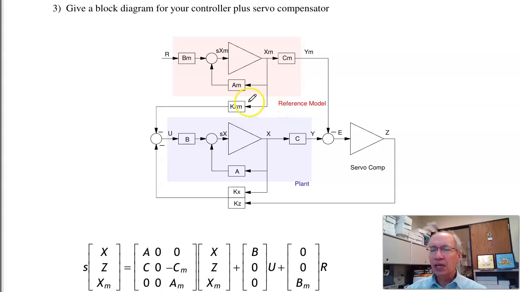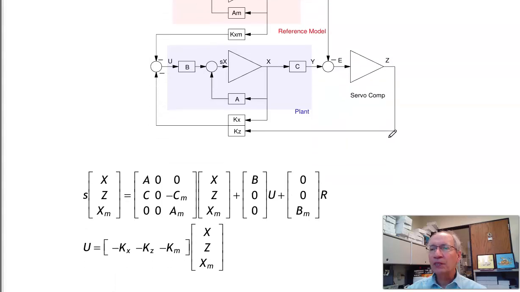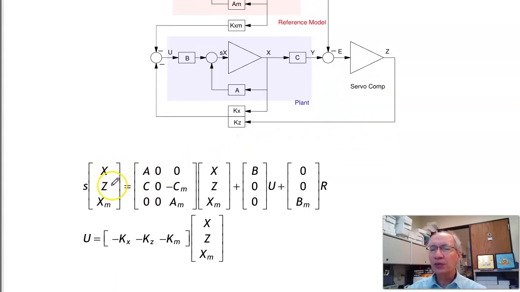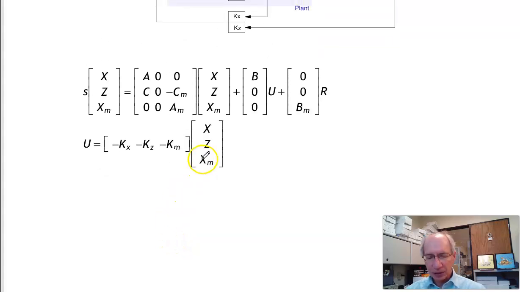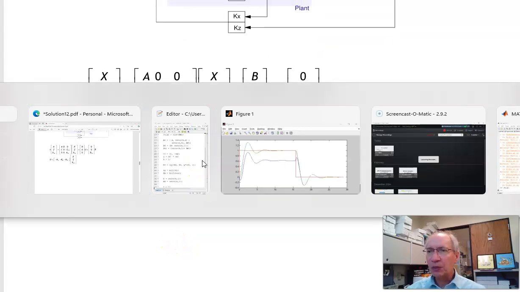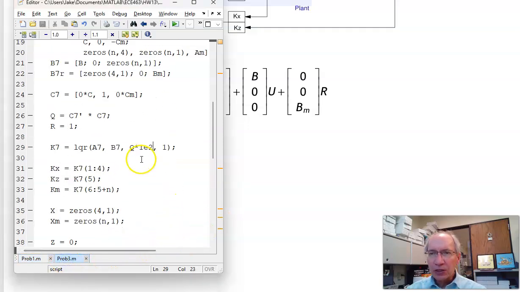Now same approach. I find the feedback gains, Kx for the model, Kx for the plant, Kz for the servo. Find all those feedback gains to minimize, in this case, Z squared, this servo compensator's output. So to do that, I form the augmented system. Here's the plant, servo compensator, reference model. It's A matrix, B matrix with respect to U, B matrix with respect to R. The feedback gains that I try to find using LQR techniques are found again using LQR as the weighting goes to infinity. So again, kind of similar.